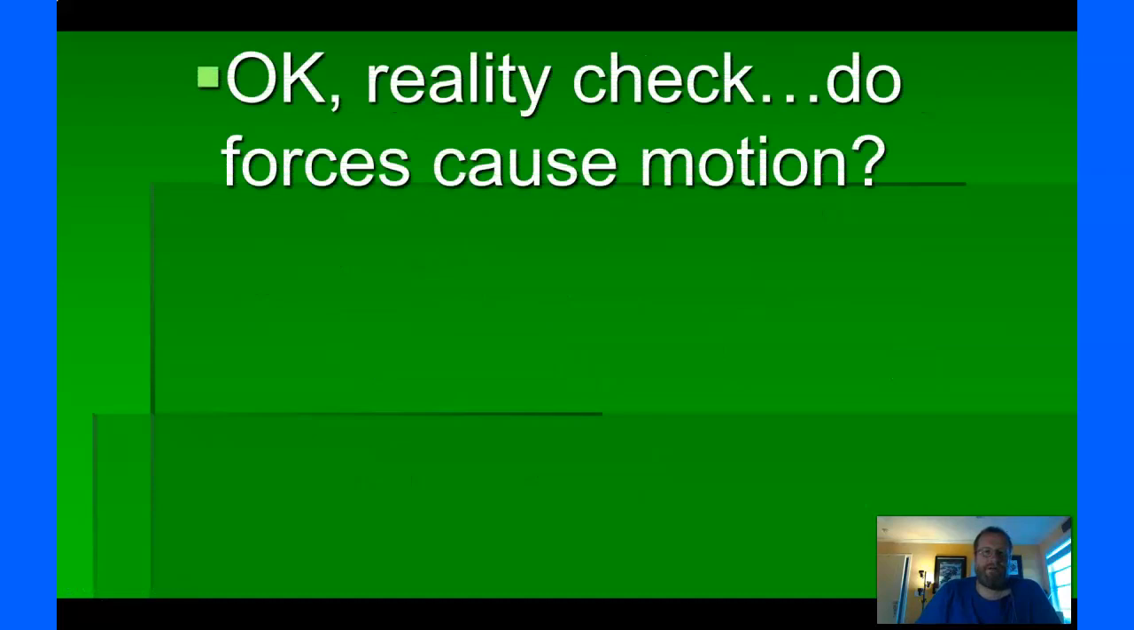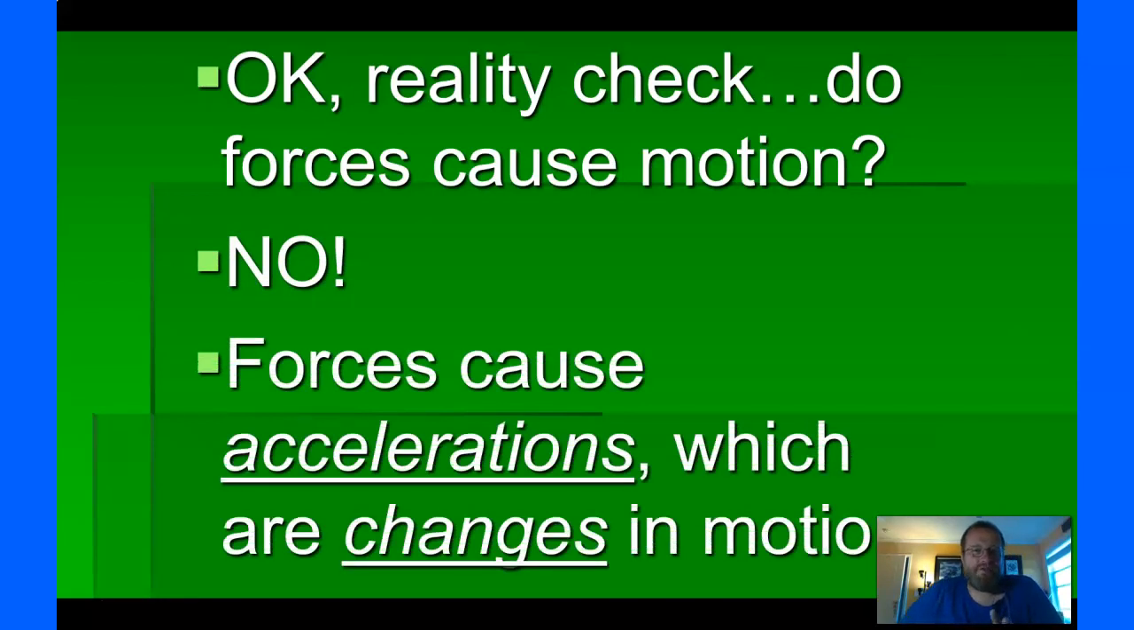Reality check. Do forces cause motion? Pause. Say yes or no. Come back. Did you get it right? Let's find out. The answer is no. Forces don't cause motions. Forces cause accelerations, which is a change to motion. All right?